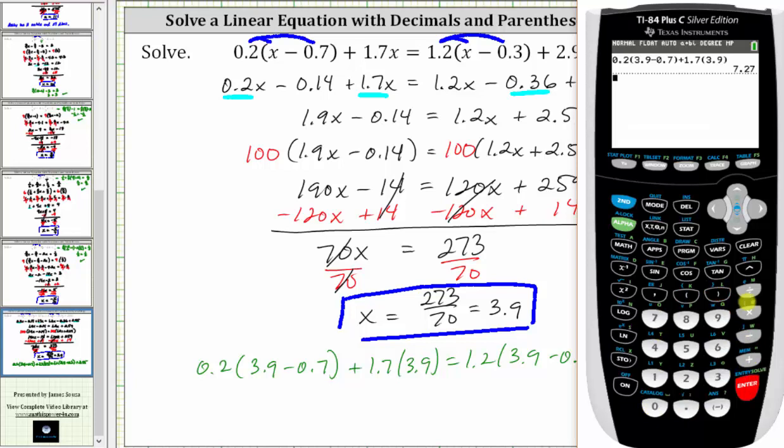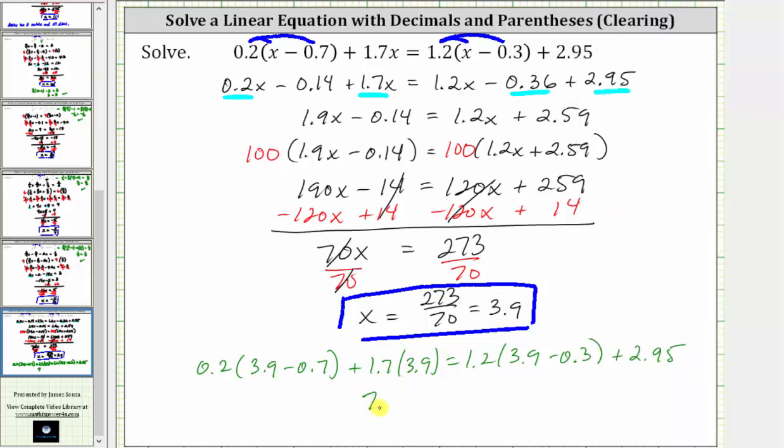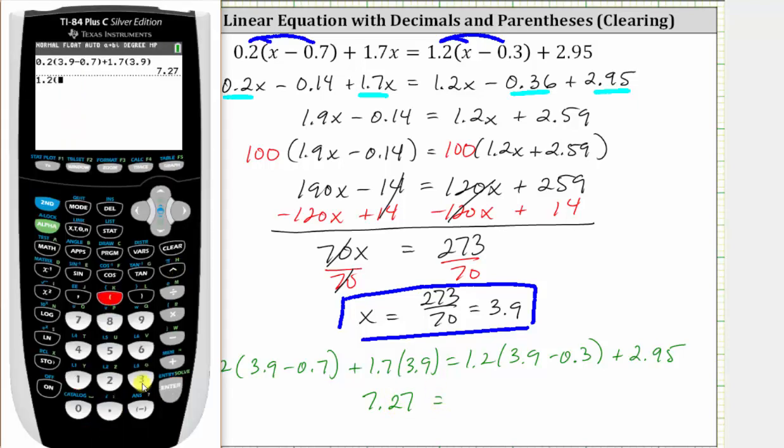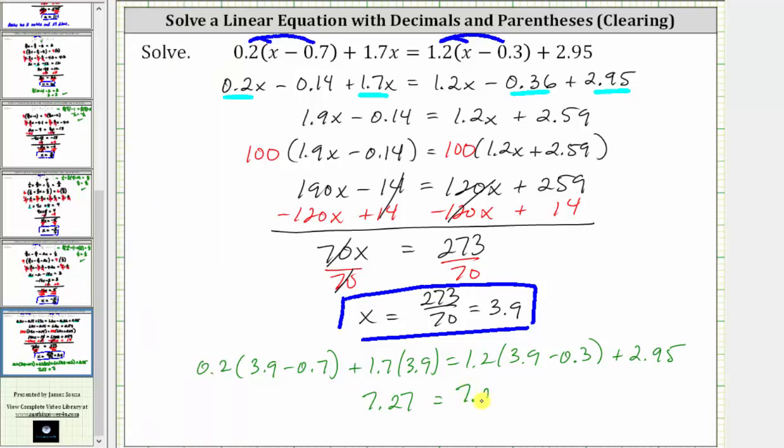The expression on the left is equal to 7.27. The expression on the right is also equal to 7.27. 7.27 equals 7.27 is true, verifying the solution is correct.